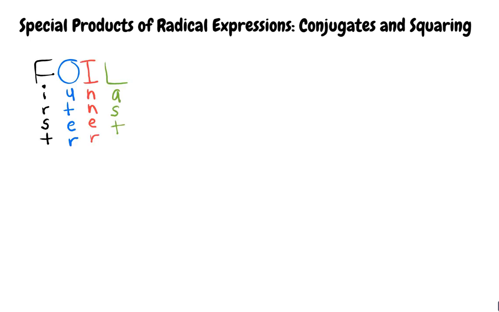This video is an exploration of the topic, Special Products of Radical Expressions, Conjugates and Squaring. First, let's recall multiplication using the FOIL method. I remember what FOIL is. It means first, outer, inner, last.